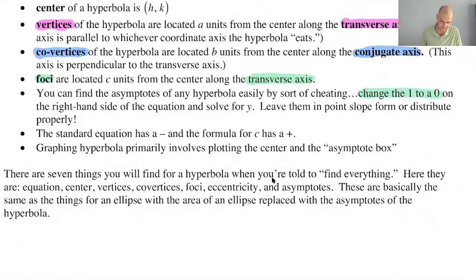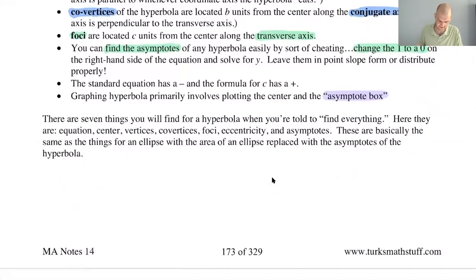What you're really doing there is taking advantage of the degenerate case, which is a pair of intersecting lines. So these intersecting lines are the asymptotes of this particular hyperbola. And the standard equation has a minus and C has a plus. We're going to make the asymptote box. So find everything for these means 7 things.